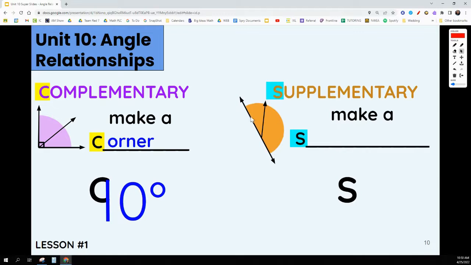Supplementary angles make, all right, so here this is a straight line. Supplementary angles make a straight line, and straight lines add up to 180 degrees. So this S from supplementary, I can make into the 8 for 180 degrees. I'll show you that one more time. Supplementary angles have to add up to 180 degrees. So complementary, add up to 90. Supplementary, add up to 180.